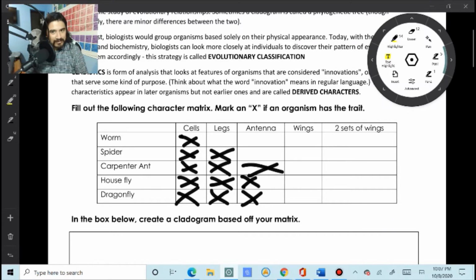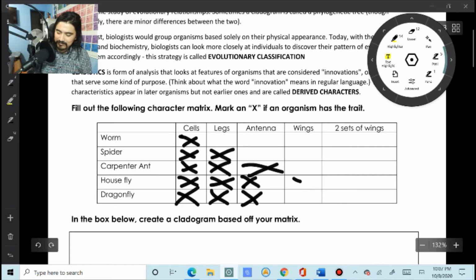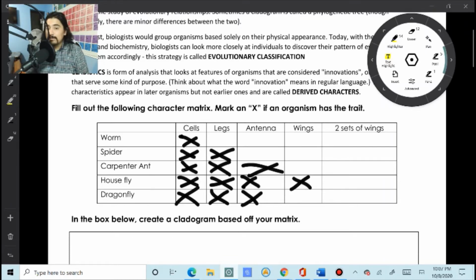A carpenter ant. Do carpenter ants have wings? Pause. Nope, carpenter ants do not have wings. A housefly. Do houseflies have wings? Yes, houseflies do in fact have wings. So let's put an X on houseflies. All right, last one. Dragonflies. Do dragonflies have wings? Pause. Yes, dragonflies do have wings.